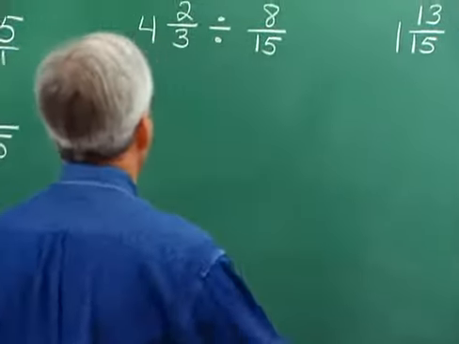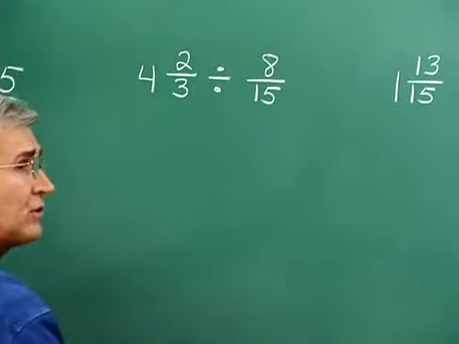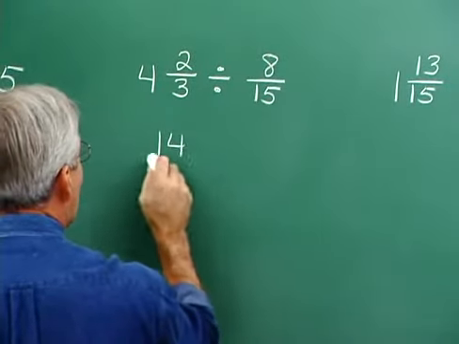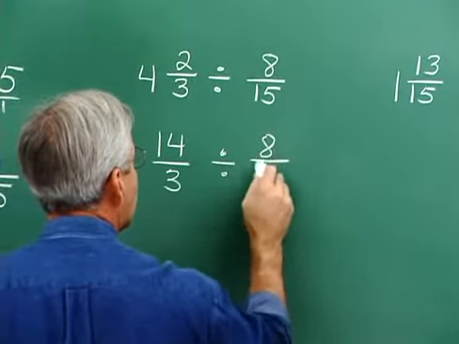Now, in this problem, 4 2/3, I want to change to the improper fraction form. So 3 times 4, 12, and 2, 14. So this is 14 over 3. And this is divided by 8 over 15.